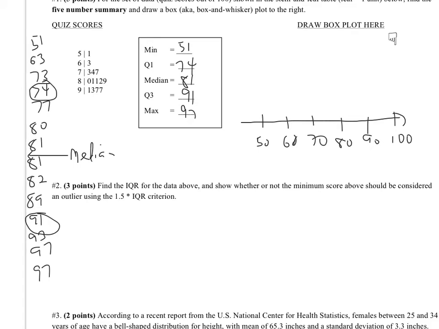And then I'm going to put a little dash mark at each of the numbers in my 5-number summary. So I put 1 at 51. I'm going to put a little mark above 74. Put another mark above 81. Another mark above 91. And then another mark above 97. So that gives me 5 marks. The outer part of that is going to be my whiskers, and the inner part of that is going to be my box.